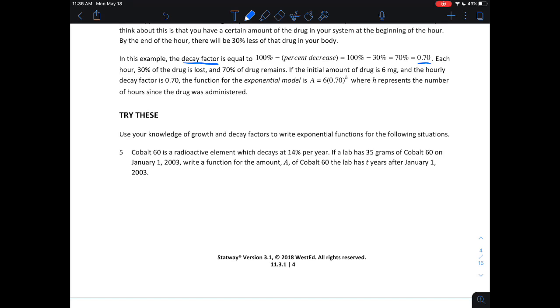So notice we have decay. So what do we have to find? Decay factor. The way that we can do this is just like we saw previously, right up above. We take 100%, we subtract the 14% that it decays every year. That leaves us with 86%, which is the same thing as 0.86.